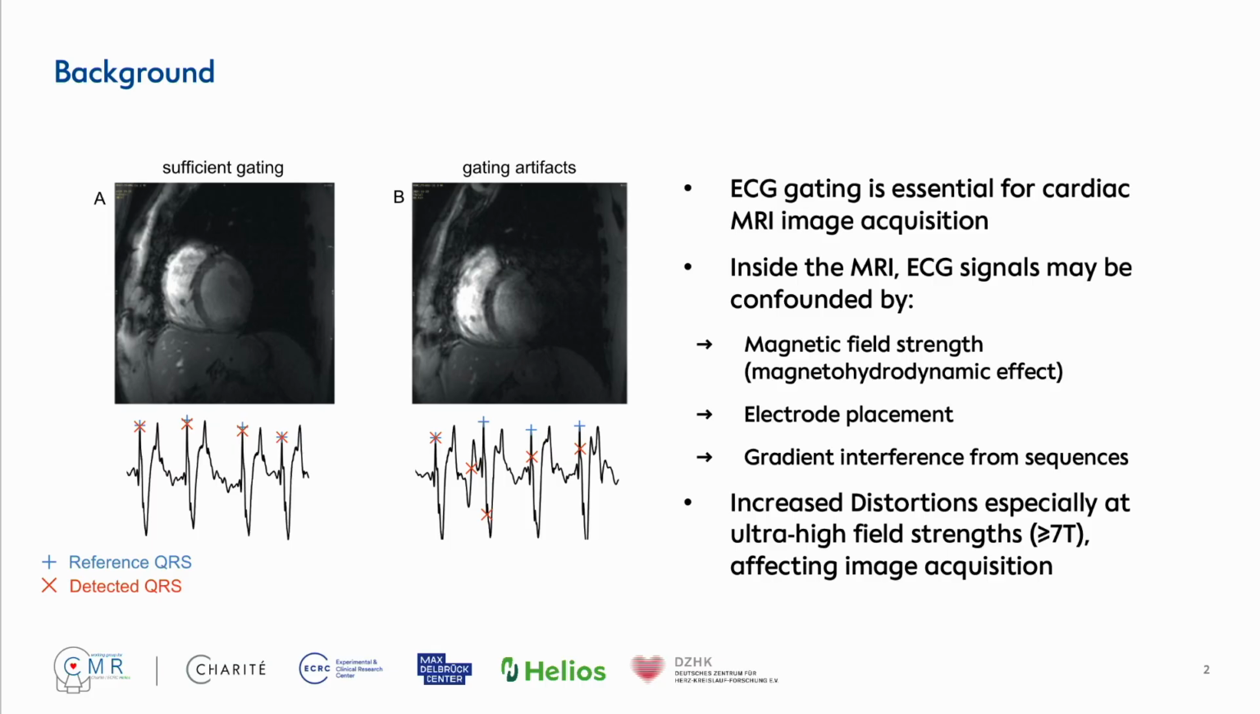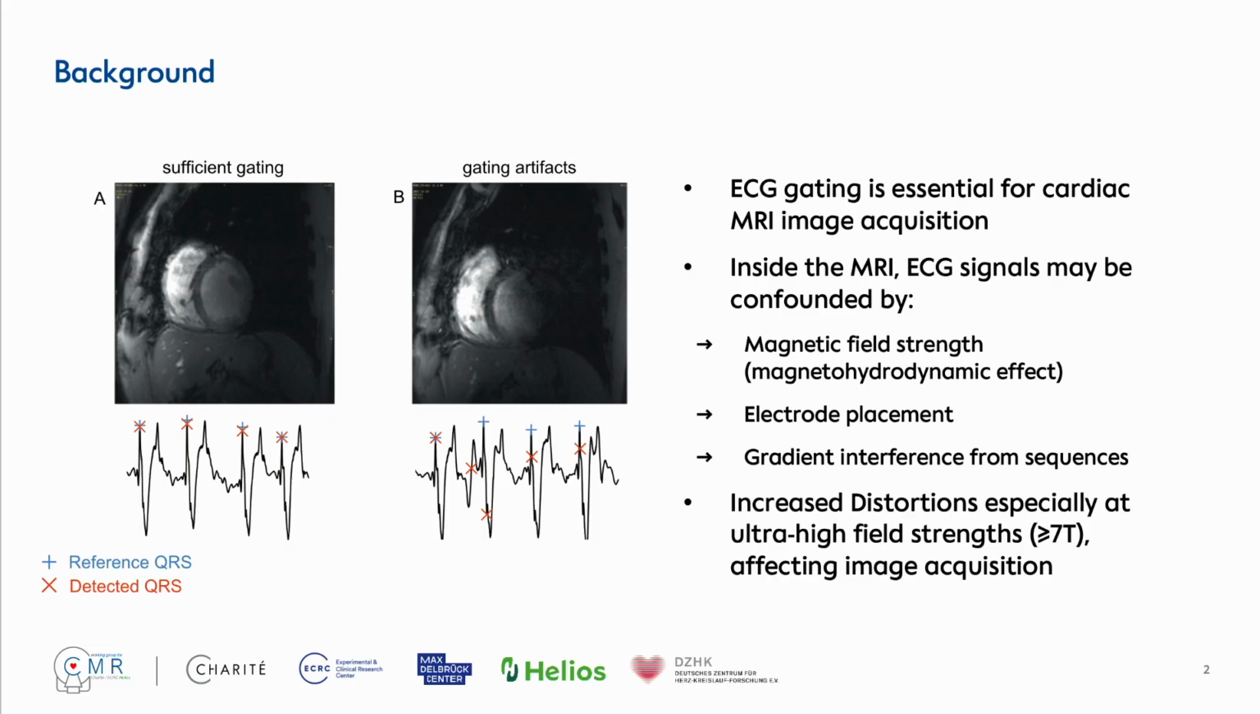ECG gating is essential for cardiac MRI image acquisition. Inside the MRI, however, the ECG signals which are used to synchronize the heart motion with image acquisition may be confounded. This may occur, for example, due to the magnetic field strength with a magnetohydrodynamic effect, due to electrode placement, or also due to the sequences themselves with gradient interference.